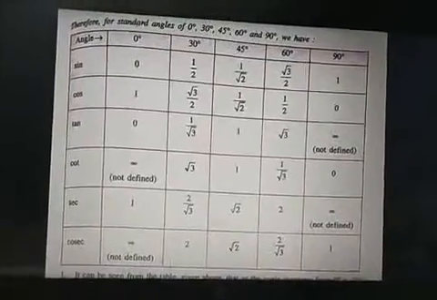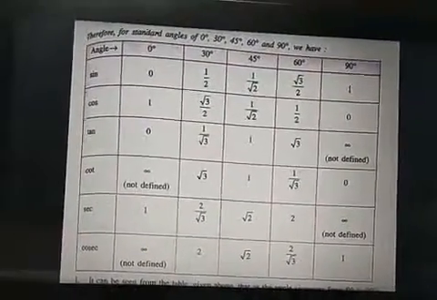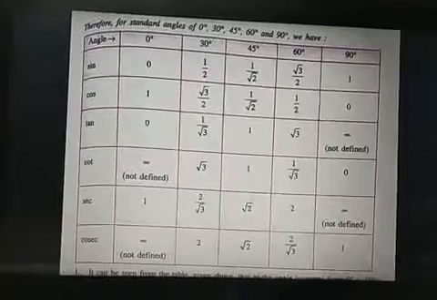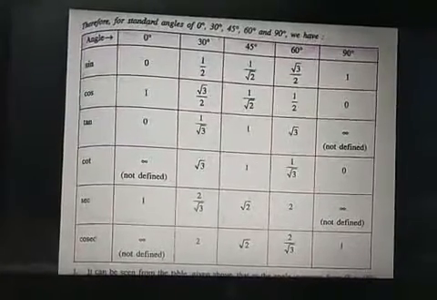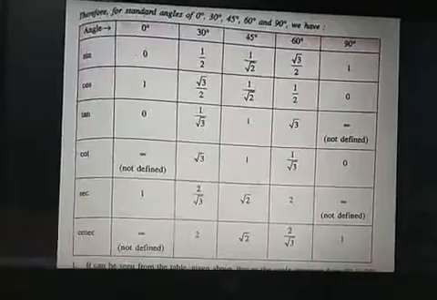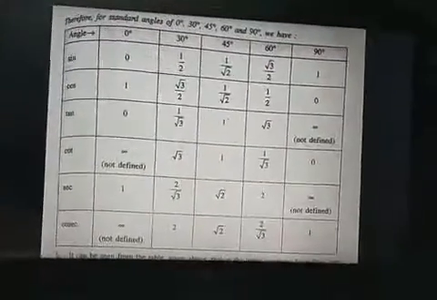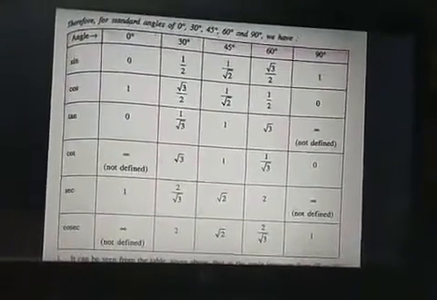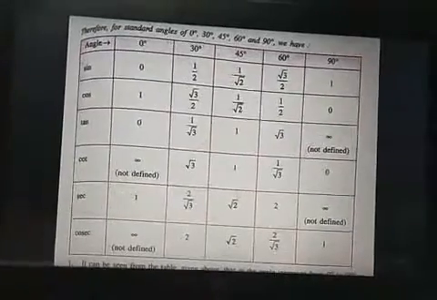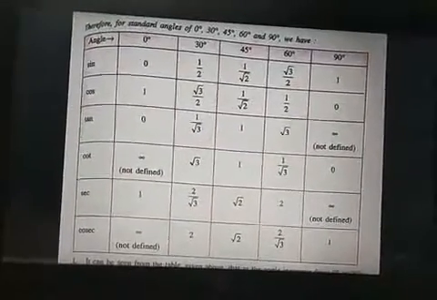So in the same way you will have to remember all the values of sin 0 to 90, cos 0 to 90, tan 0 to 90, cot 0 to 90, sec 0 to 90, and cosec 0 to 90. In fact, all in all, this table is very, very important for this chapter. Okay, so boys, do learn this table properly. Very, very important.